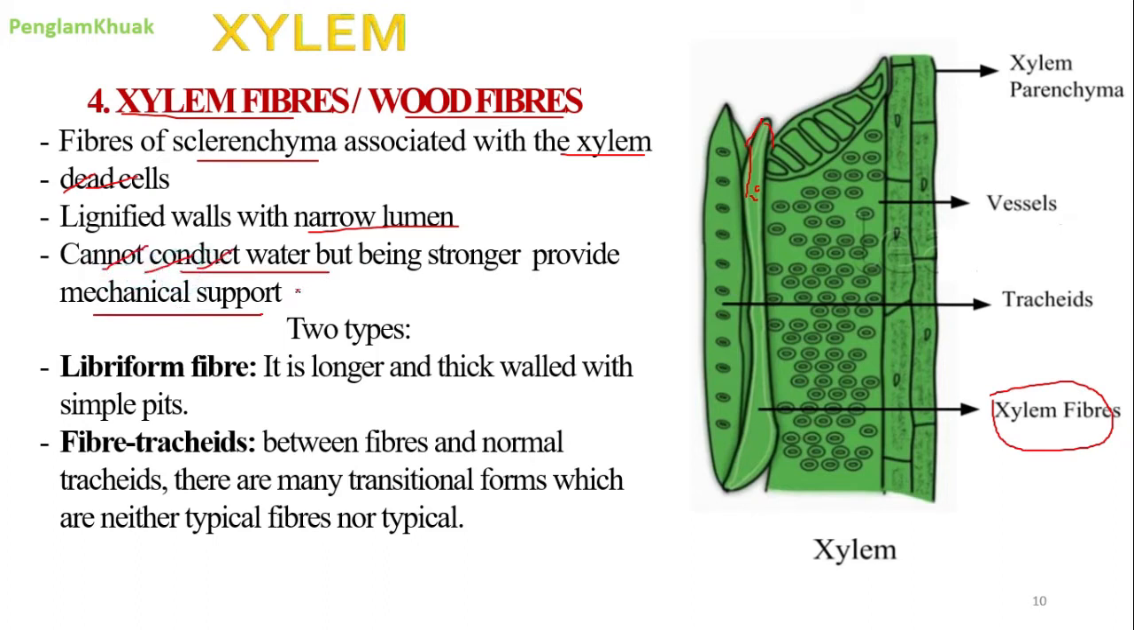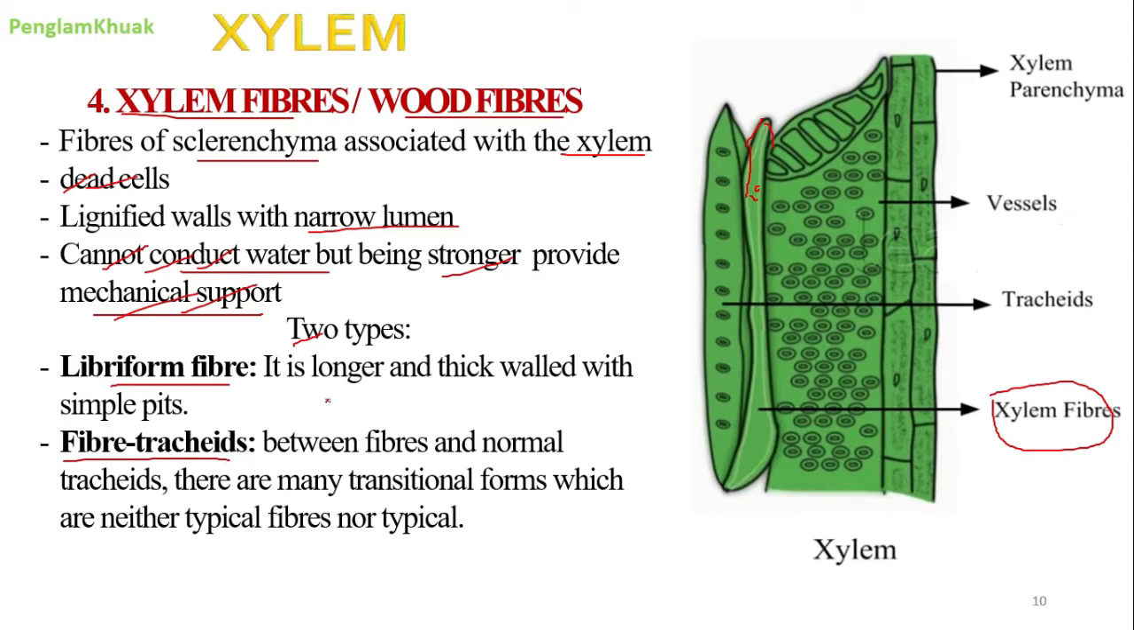They do not conduct water, but they are very strong and they will provide mechanical support so that the plant will stay upright. And keep in mind that this xylem fiber is mostly very strong, and this xylem is the woody part or portion of the plants. Based on different types of fiber arrangement, there are two types, that is Libriform fiber and Fibre-tracheids.